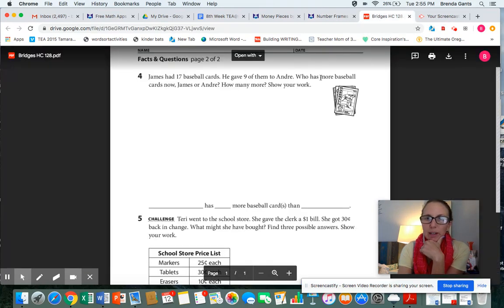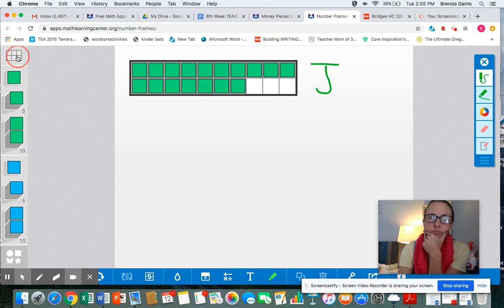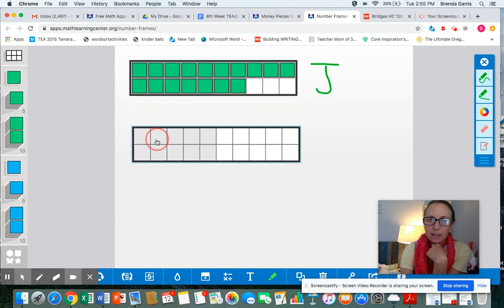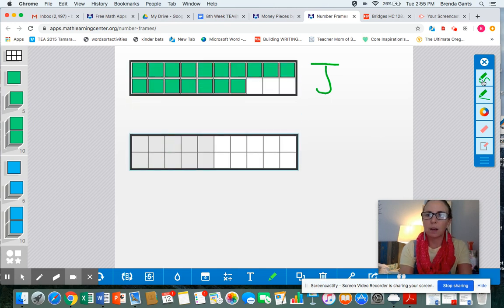He gave 9 of them to Andre. Let's give Andre a place to keep his cards. See how it went right on top? I'm going to slide it down. So you guys might need to practice with that. I'm going to make sure I keep track of this. This is where Andre's cards are.